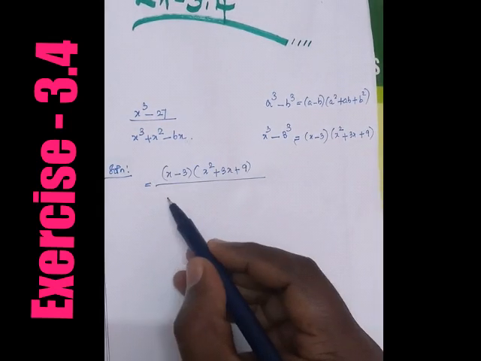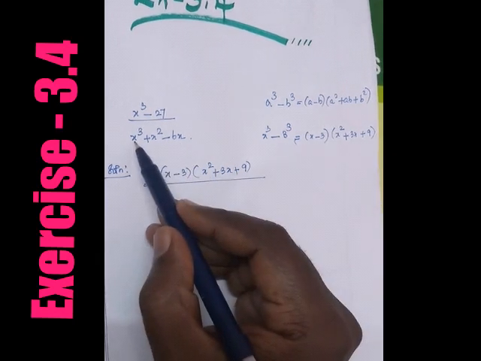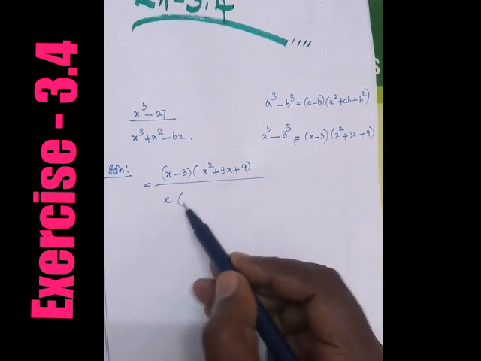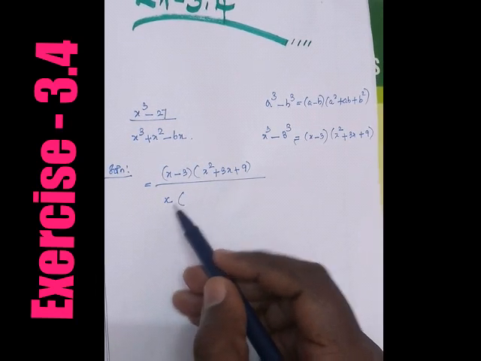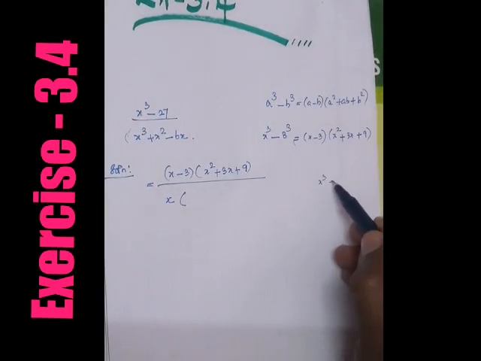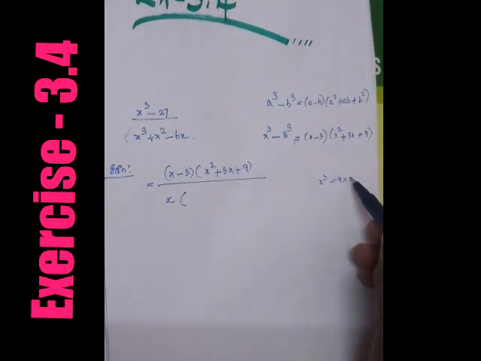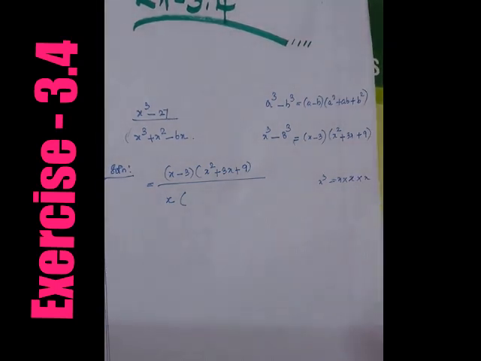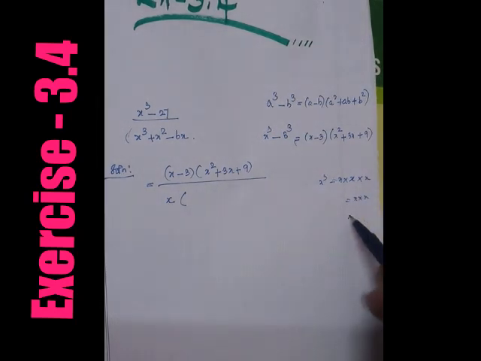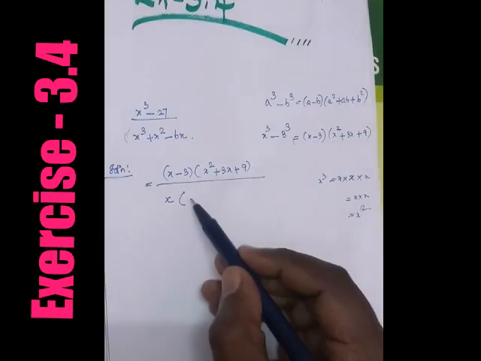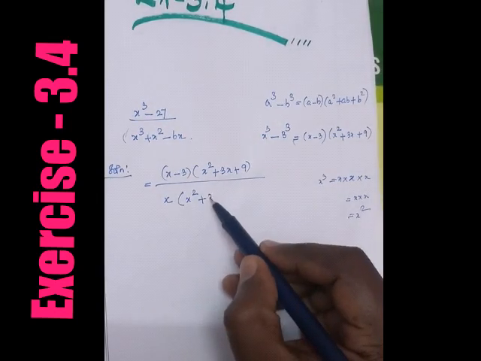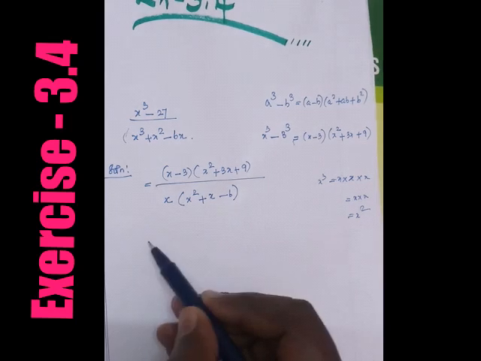Here x is the common factor. See, all 3 terms have x, therefore we can take that x out. If I take that x out, x cube means x into x square. Here x square is x into x, so x square. Take 1 x out from the next term, and we get x minus 6.